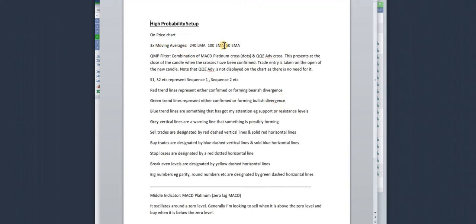It explains what the moving averages are. There's 3 moving averages. What the QMP filter is, that's the red and green dots on the chart. What red trend lines are, green trend lines, blue, grey vertical lines, how sell trades, how buy trades are all designated on the charts, stop losses, break even, and big numbers. So there's a bit of information there that just explains what all the different colours are, and also the MACD platinum, which is the bottom indicator on the charts, is a zero lag MACD, and it gives you just a brief overview there. So maybe if I remember, I'll bring this back up at the end of the video. Like I always say, I appreciate that English is not everyone's first language.